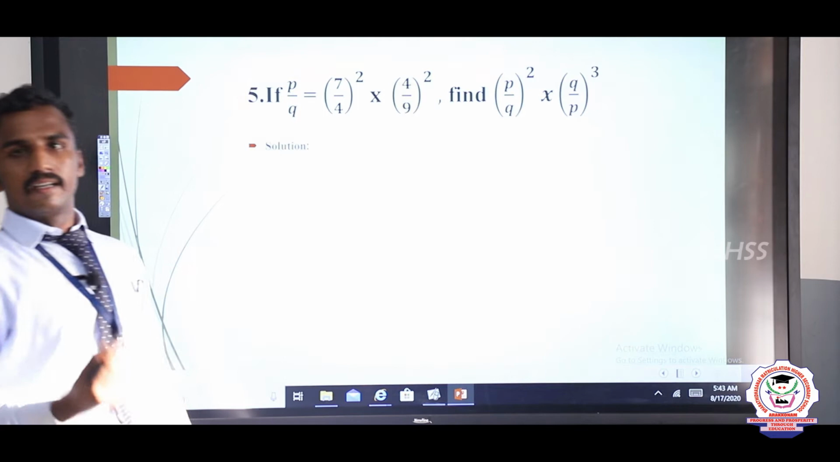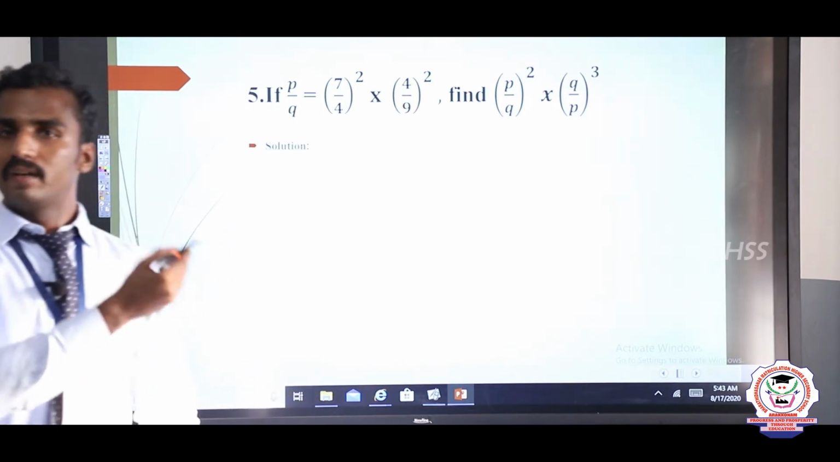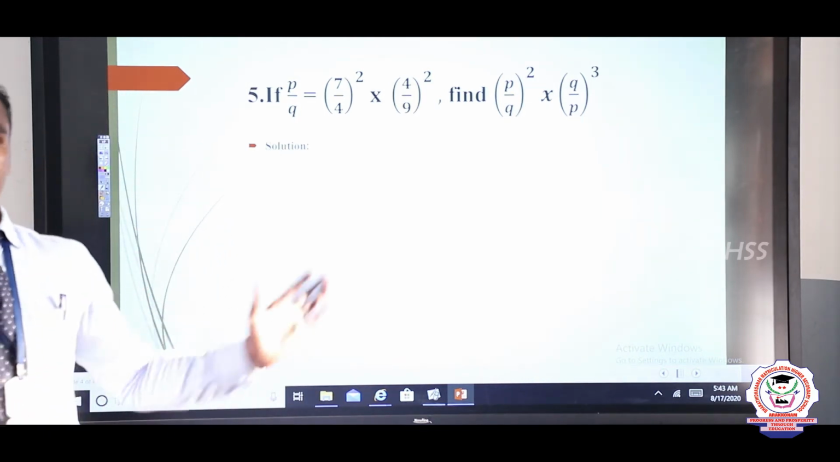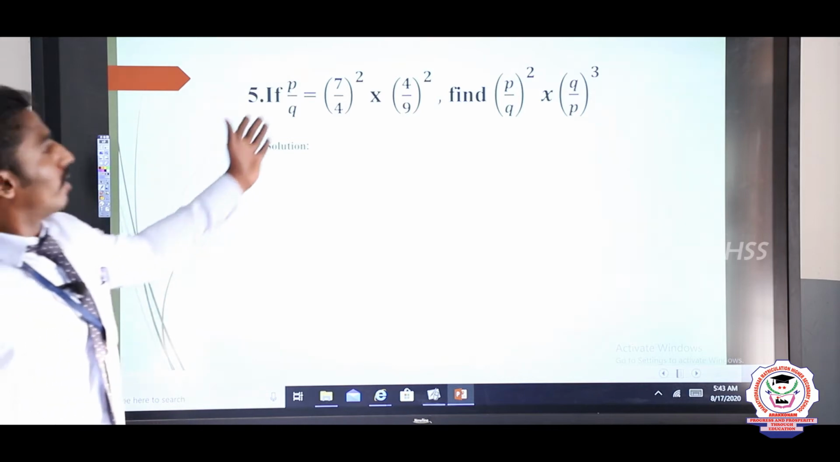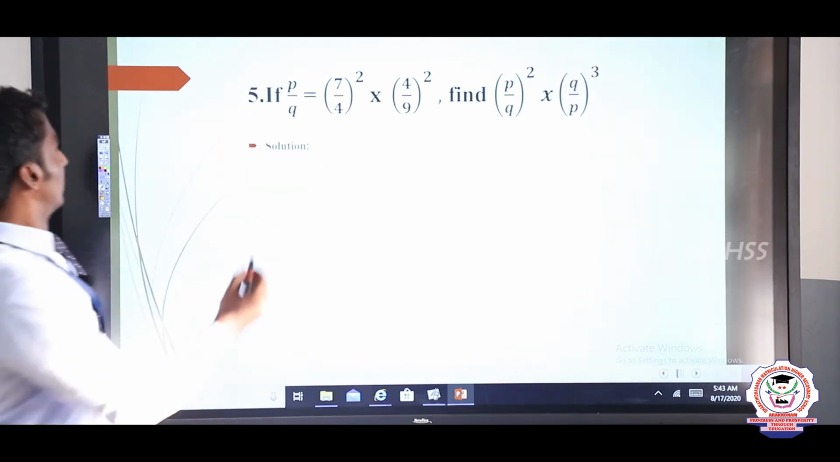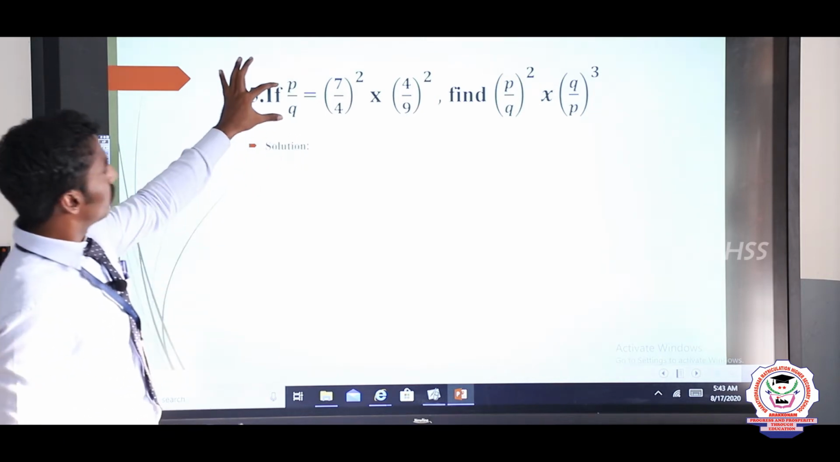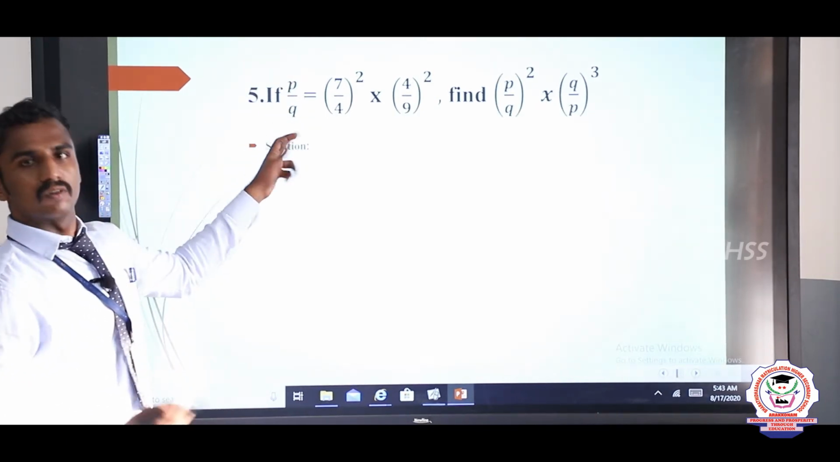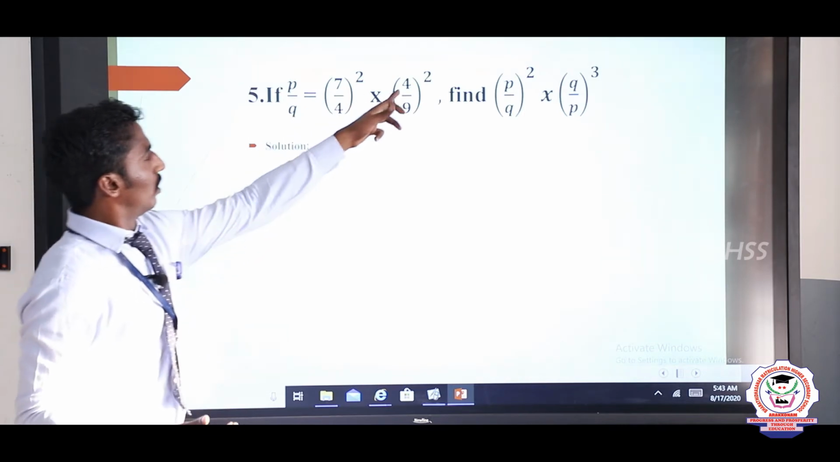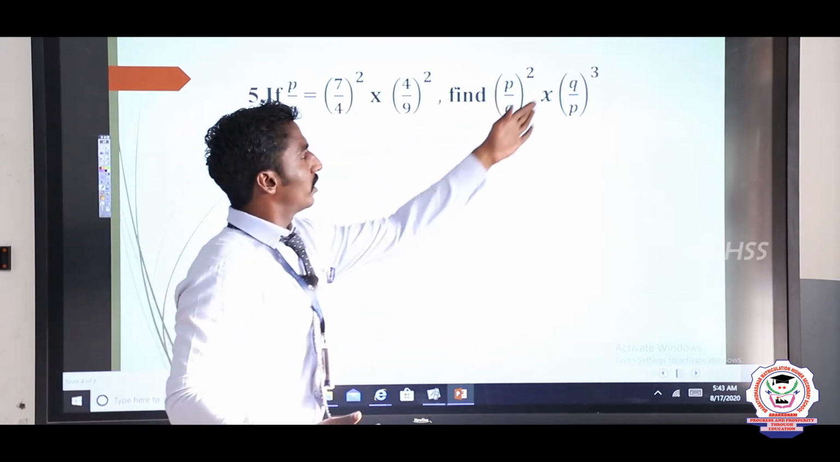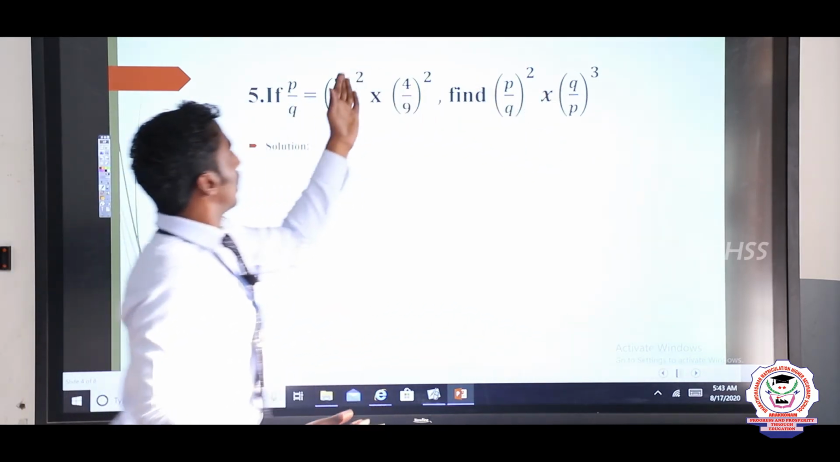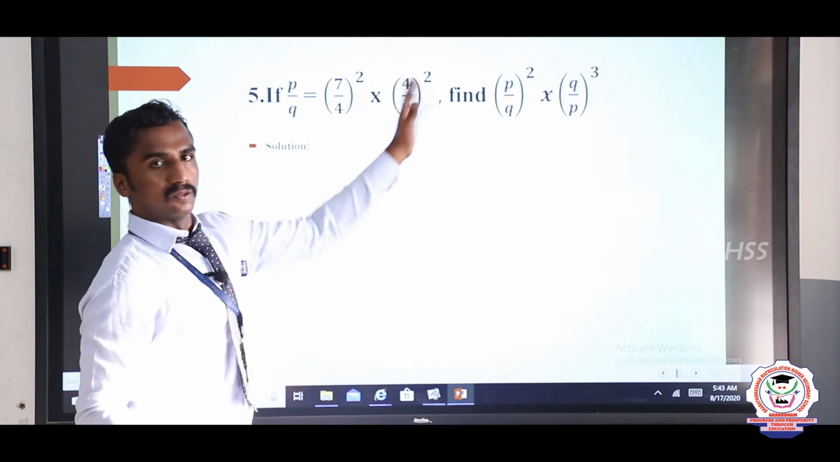Next one is exercise 2.1, question number 5. Listen, what laws are used here? First, p by q is a fraction, with different bases p and q. Here, 7 by 4 and 4 by 9. Here also p by q and q by p, with equal exponents, 2. Listen here.